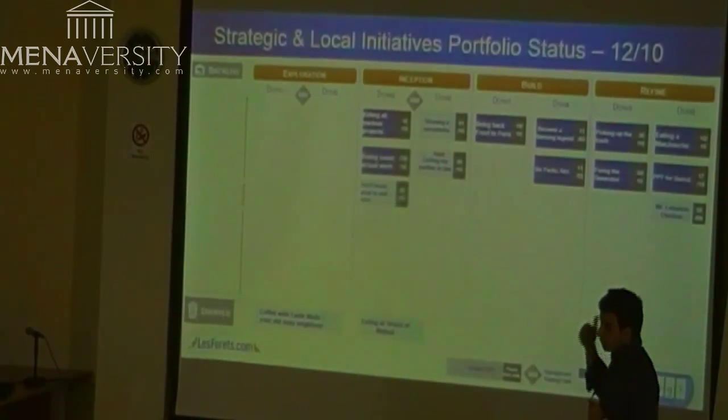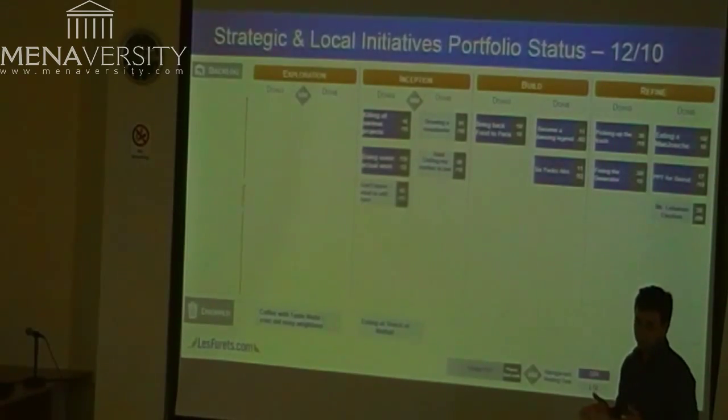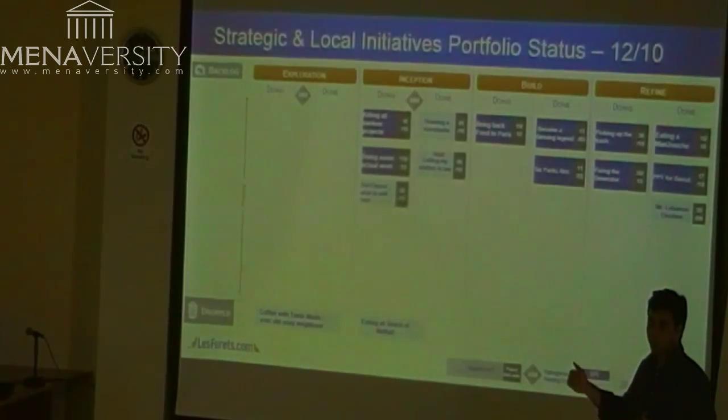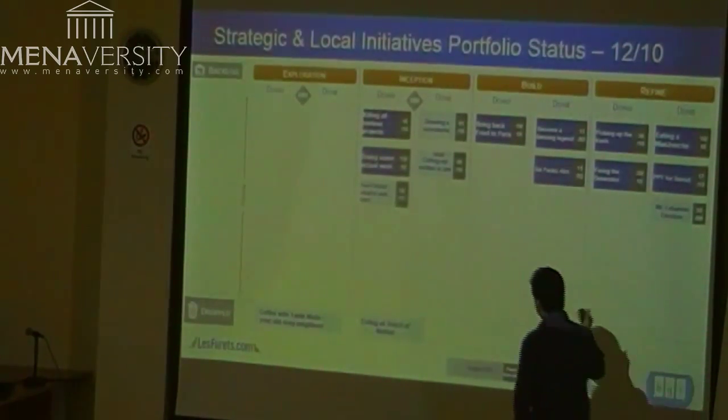The rule is we need to reduce our work in progress. The less work we do in parallel, the faster it's going to go into production and the earlier we're going to get value. This is really the main driver behind this. So we're going to put things on hold.